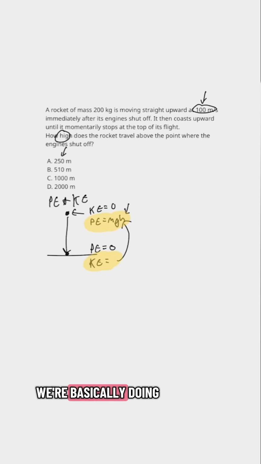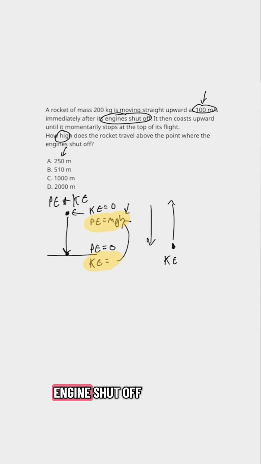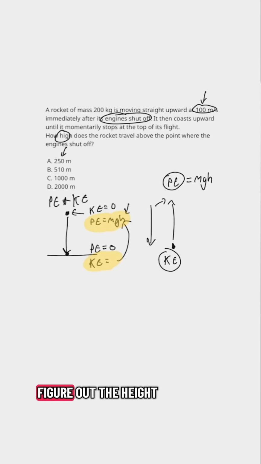In this scenario, we're basically doing the opposite, where a rocket is traveling upwards, and at the very beginning the kinetic energy is at its maximum. The rocket will gradually slow down as it goes up, since gravity is the only force remaining and it's pulling it down, because all of this happens after the engine shut off. At the rocket's peak, all of this kinetic energy will be converted to its potential energy, and then we can use mgh to figure out the height.